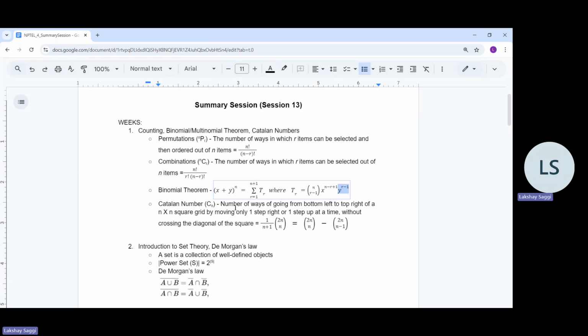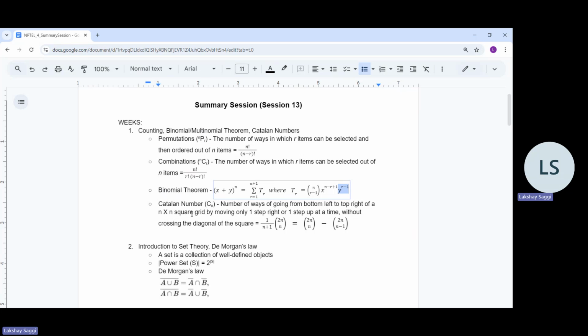And then after this came this. This was more or less what we already knew from high school. And after that, this came up: these Catalan numbers are something which I personally find very cool. And how do we define these Catalan numbers? So the nth Catalan number is just defined as the number of ways of going from the bottom left to the top right of an n cross n square grid.